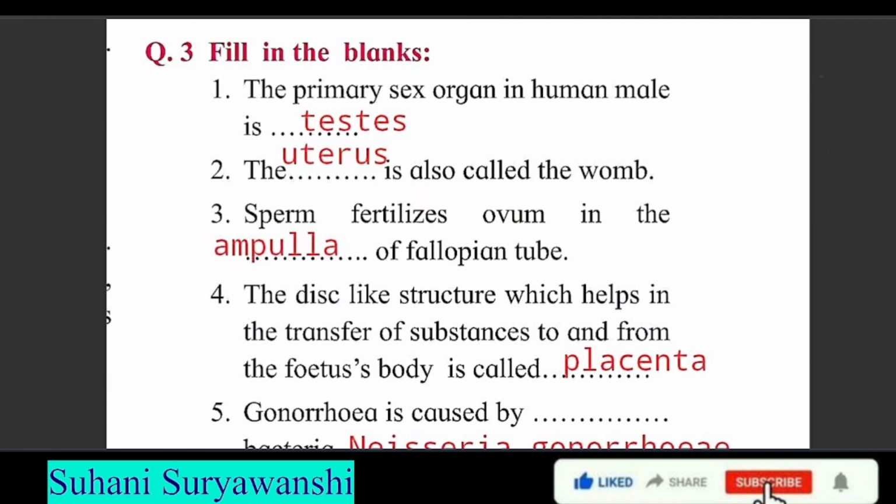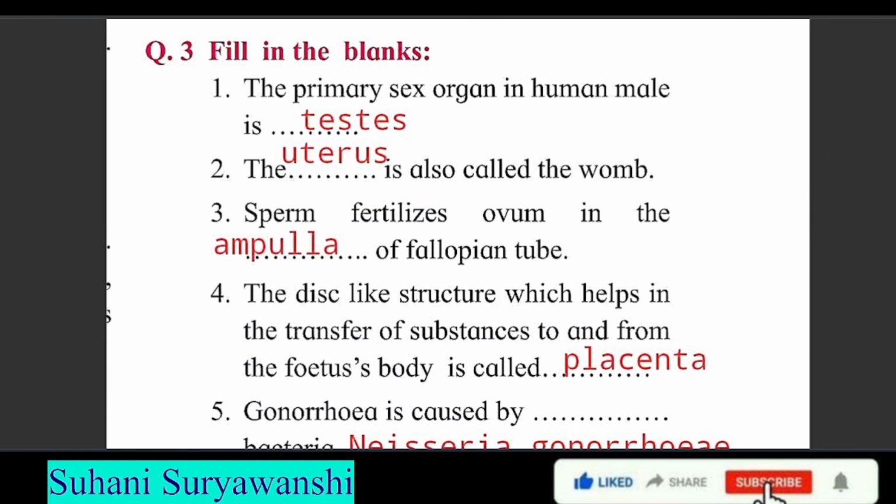Fill in the blanks. A. The primary sex organ in human male is testis. Second, the uterus is also called the womb. Third, sperm fertilizes ovum in the ampulla of fallopian tube.